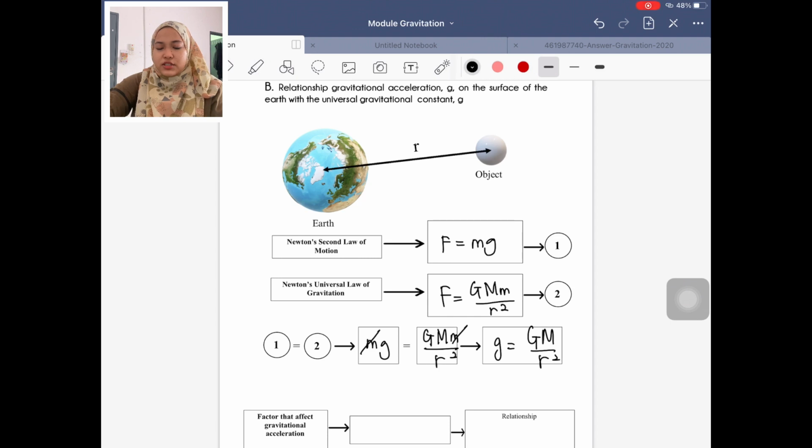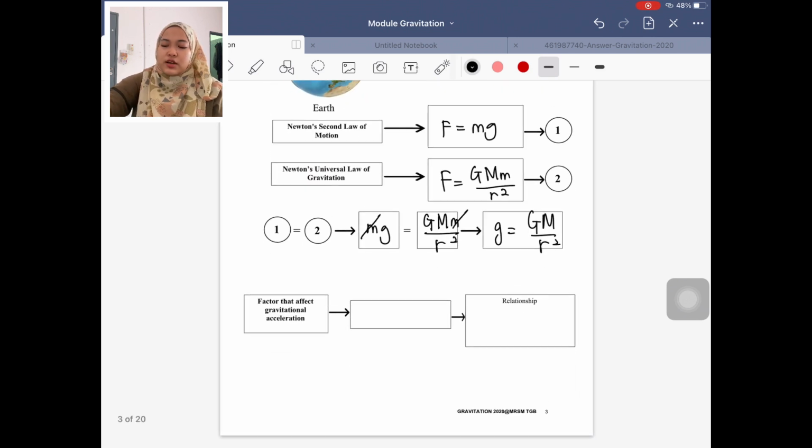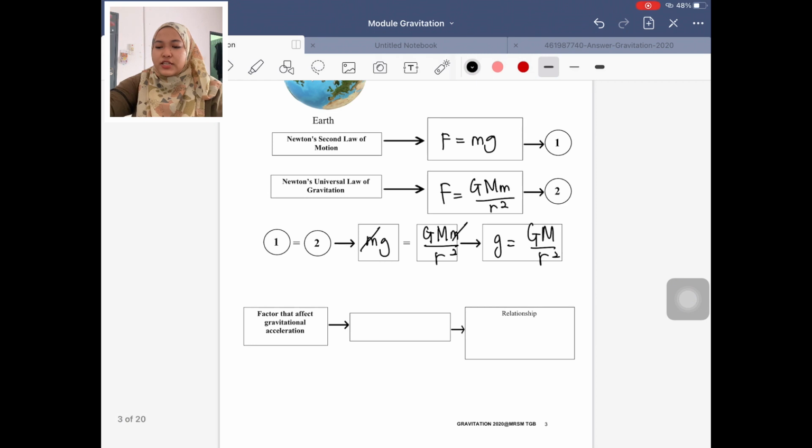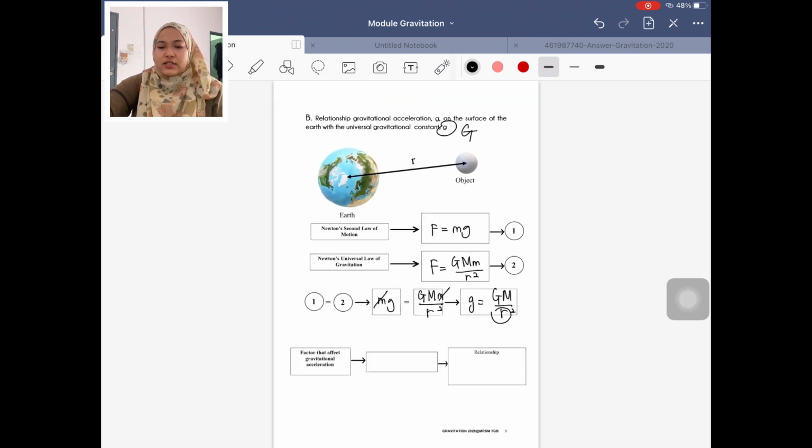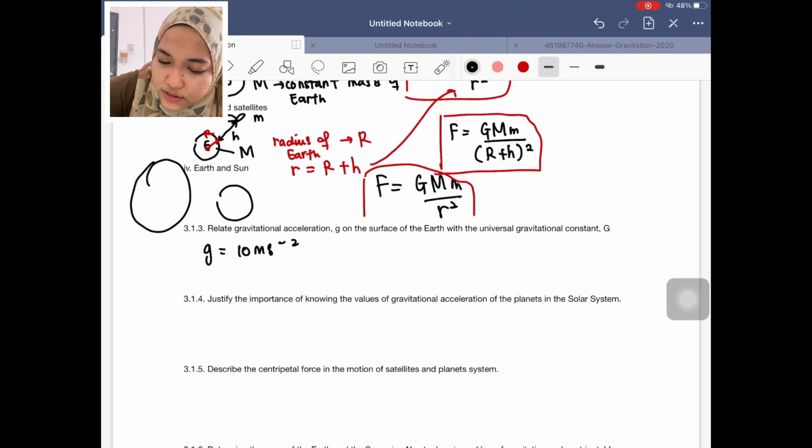Itu dia the relationship between gravitational acceleration on the surface of the earth with the universal law of gravitation. Kat sini dia silap sikit, so kena G besar. The factor that affects the gravitational acceleration, so mestilah R kecil. Sebab apa? Sebab G dengan M constant. Okay, so kita tengok balik.